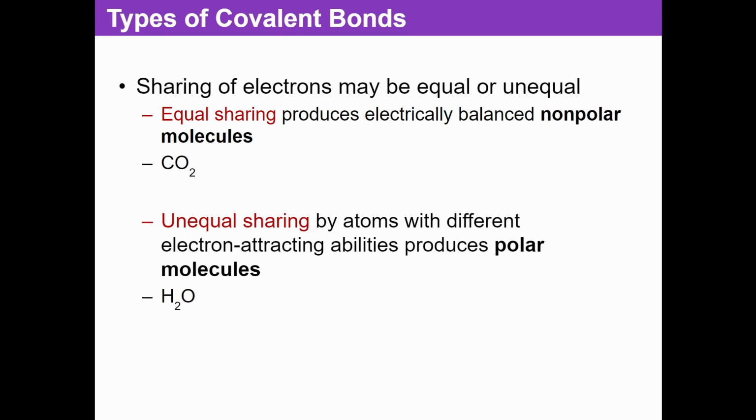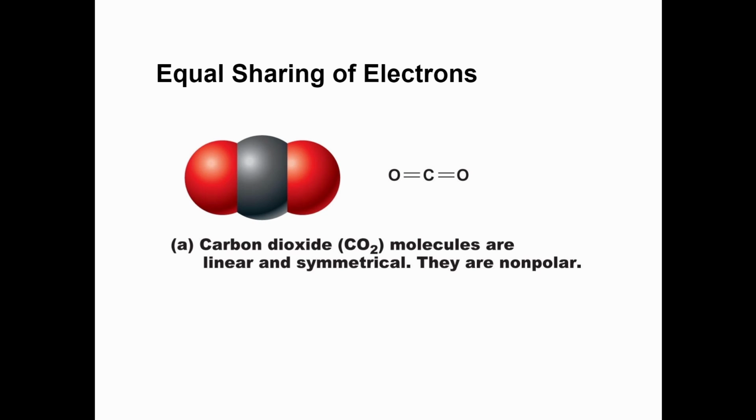If we were to share electrons equally or unequally, it matters in covalent bonds. Equal sharing produces electrically balanced or nonpolar molecules, whereas unequal sharing produces polar molecules. These unequally shared polar molecules do have electron attracting abilities that are different on each side. So here's an example of equal sharing of electrons. This is a nonpolar molecule.